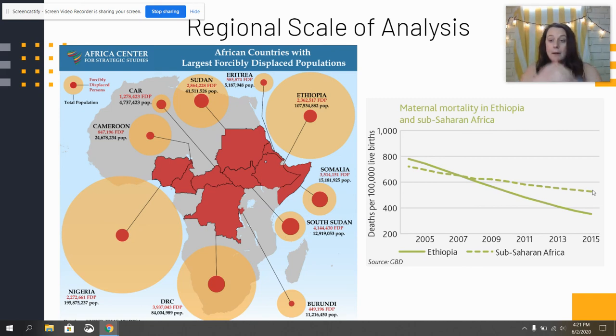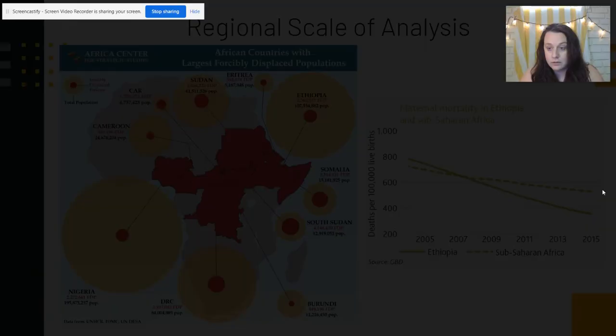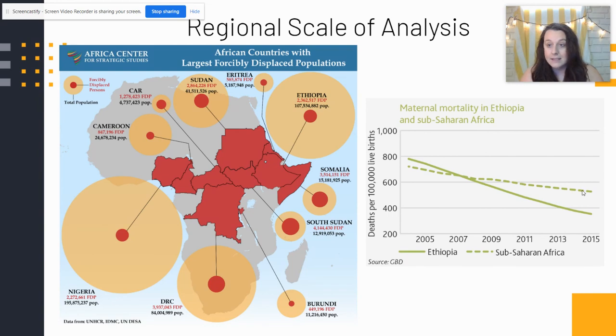So, again, when I talk about changing the scales of analysis, it reveals different variations in spatial data, right? If I look at a national scale level of analysis, I'm like, wow, Ethiopia is doing so much better in terms of maternal mortality. But when I compare that to the regional scale of analysis, I can see, wow, Ethiopia actually is kind of this major change within their region.